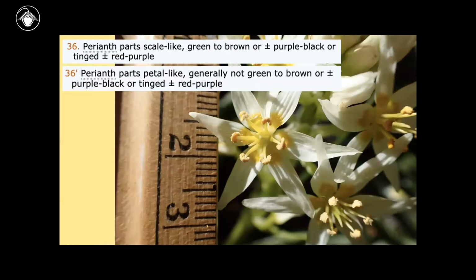Perianth parts scale-like, green to brown or more or less purple-black or tinged more or less red-purple. Or perianth parts petal-like, generally not green to brown or more or less purple-black or tinged more or less red-purple. We'll go with the second option here with petal-like perianth parts.